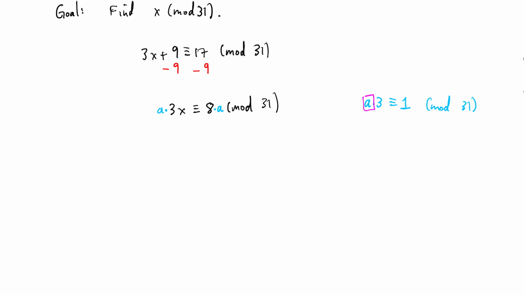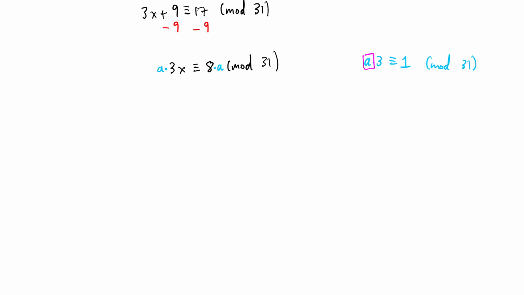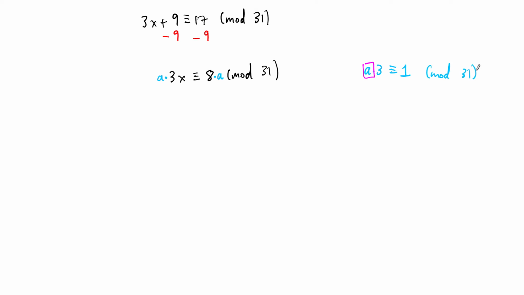Well, how are we going to find a? One way is just by exhaustion. 3 is a small enough number that we can just start multiplying 3 times a whole bunch of numbers until we finally get one that has a remainder of 1 when divided by 31. Another way, which I think is better, is to find the Bezout coefficients. This is definitely better when the numbers are bigger, but in this case it's going to be really nice. So we want to find the Bezout coefficients of 3 and 31.